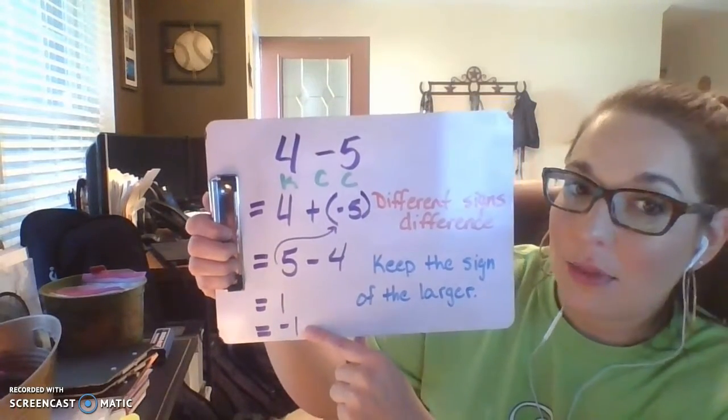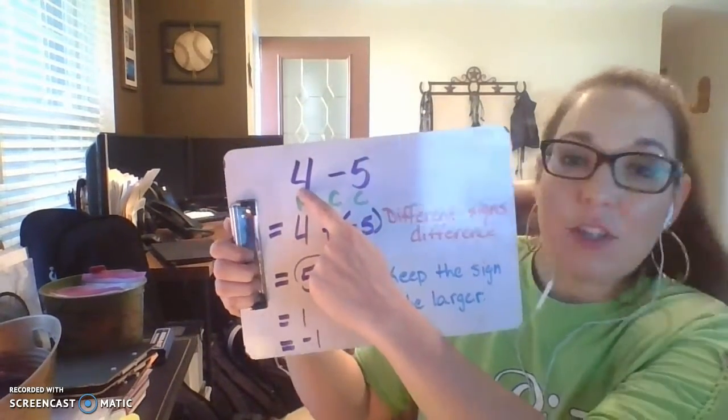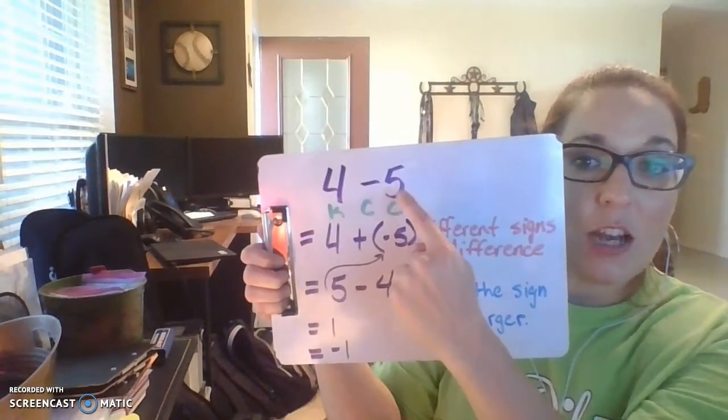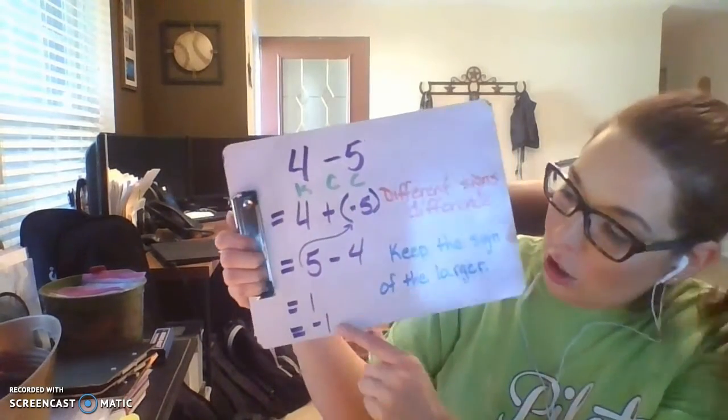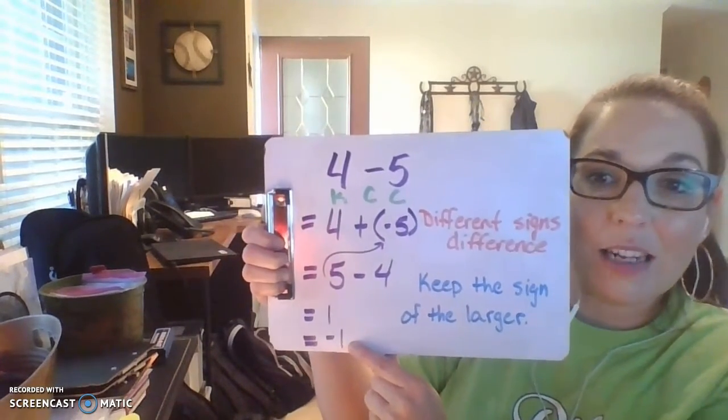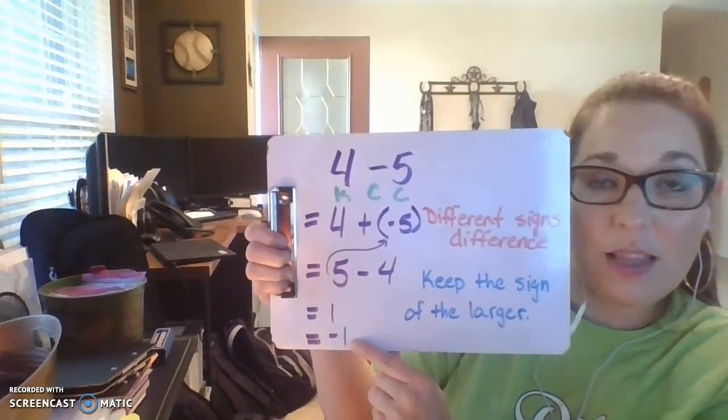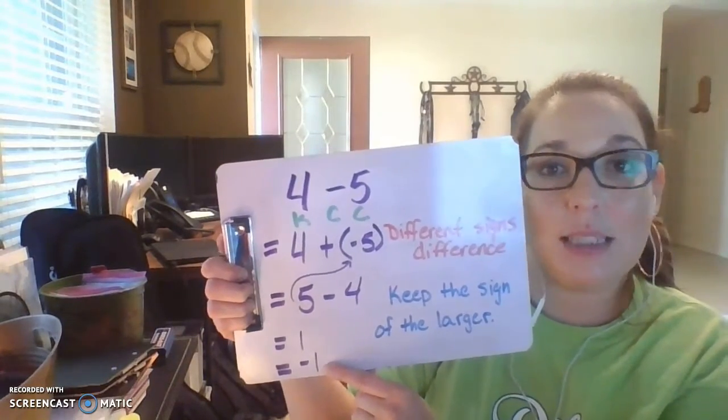So this is the same thing as if you had $4 and you wanted to spend 5, then you are negative $1. You can't spend that 5 because you are missing a dollar.